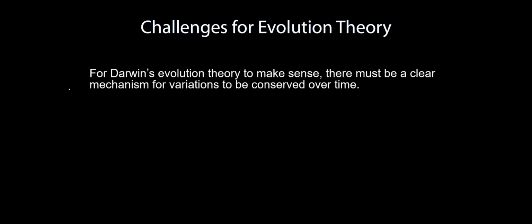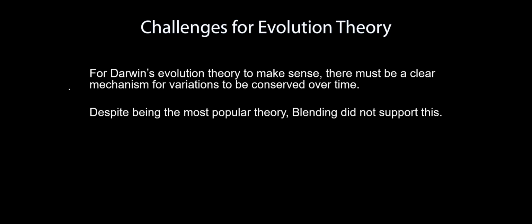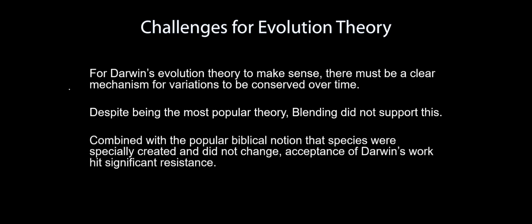Okay, because for Darwin's theory to make sense, there had to be some kind of specific mechanism for variations to be conserved over time. And despite the fact that this was the most popular theory, blending, it didn't support Darwin's theory. So combine that with a popular biblical notion that species were specifically created and did not change, the acceptance of Darwin's work hit a really significant roadblock.